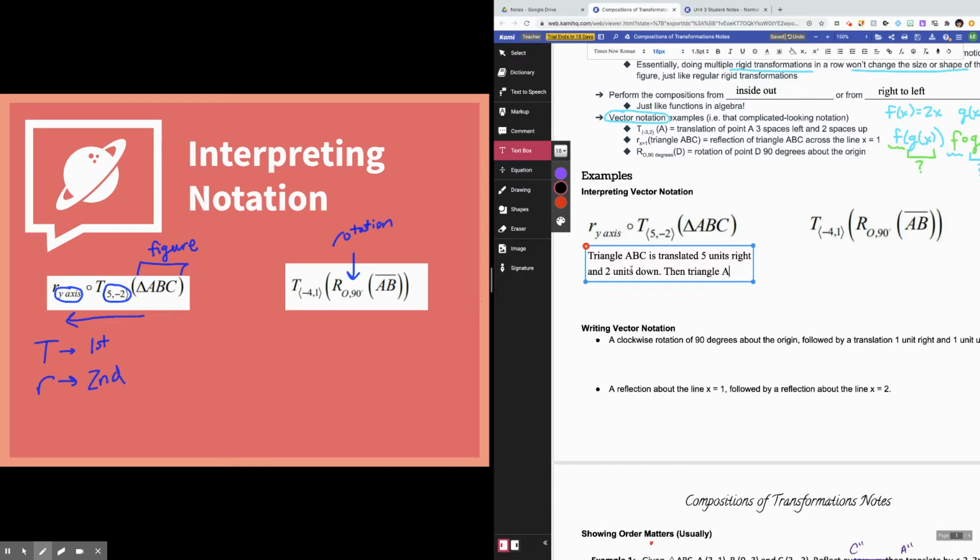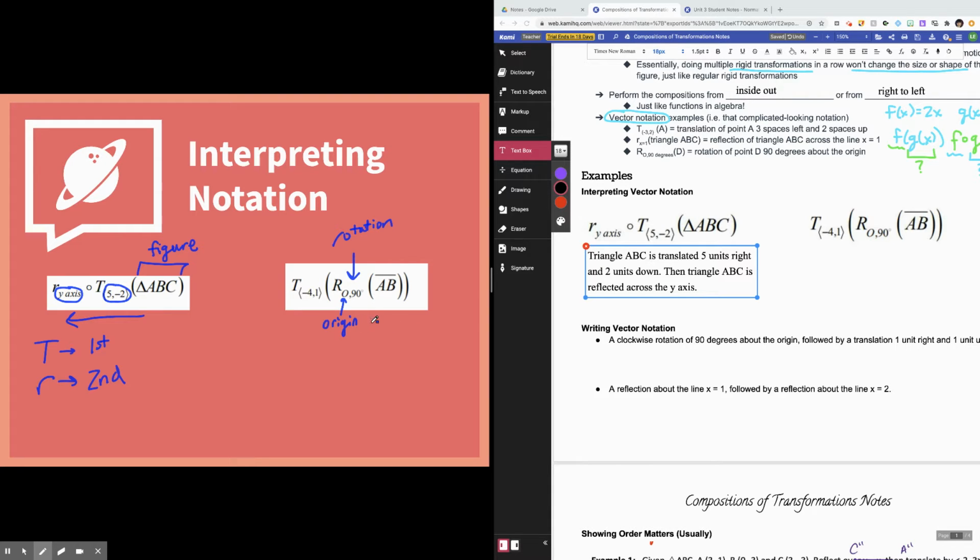Then triangle ABC is reflected across the y axis. All right, so I'm going to pause the video here, and I want you to try this second one. Remembering that capital R is a rotation. This capital O stands for origin.